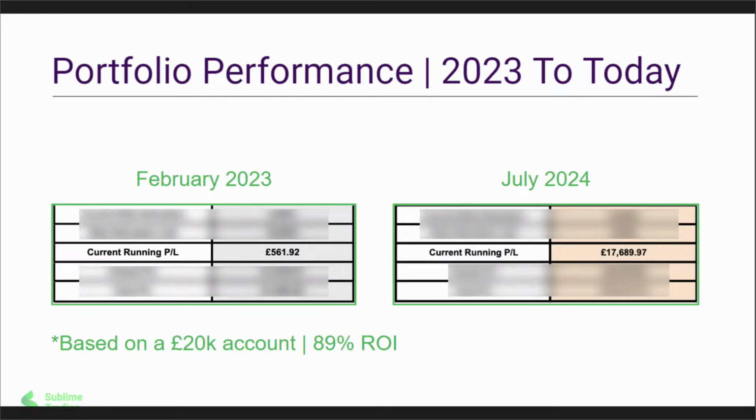As of this week, as of today, the current running P&L on a £20,000 account is around £17,000. So the return on investment, the profit that we've accumulated as a percentage, is 89%, almost 90%. So if you had a £100,000 account or $100,000 account, your running P&L would be 90,000. If you had 1 million, it'd be 900,000.